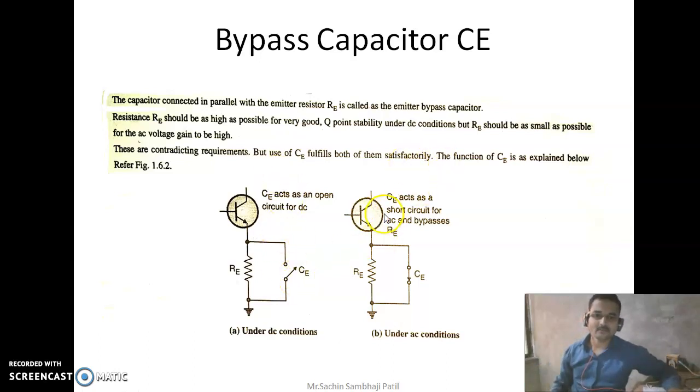So for the AC component it will act as a short circuit, and in case of DC conditions it will act as an open circuit, because Xc is equal to 1 upon 2 pi F C. So if frequency increases, reactance decreases; if frequency decreases, reactance increases. Frequency decreasing means DC, reactance increases, so current will pass through Re. If frequency increases, reactance decreases, and current will pass through the capacitor C.